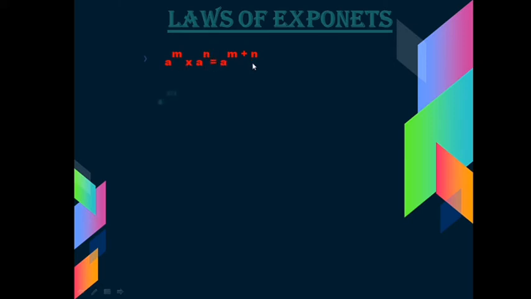Then the next one, a raised to the power m divided by a raised to the power n equals a raised to the power m minus n. When bases are equal, exponents are different, and it is given in the form of division, means the operation between them is given as division, at that time we will subtract the exponents.